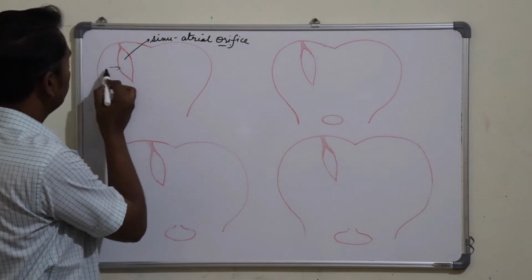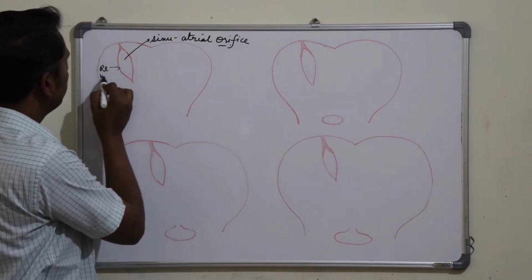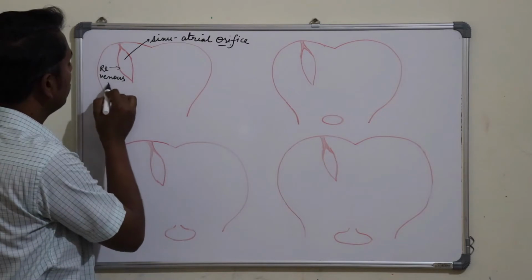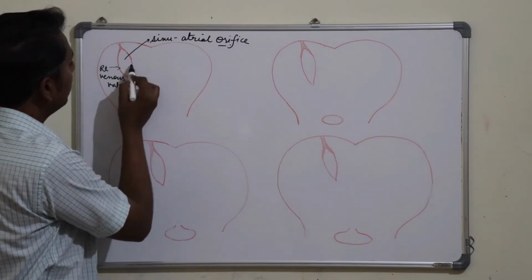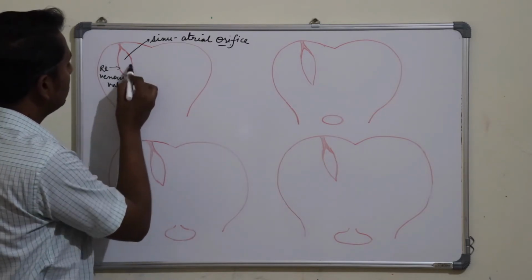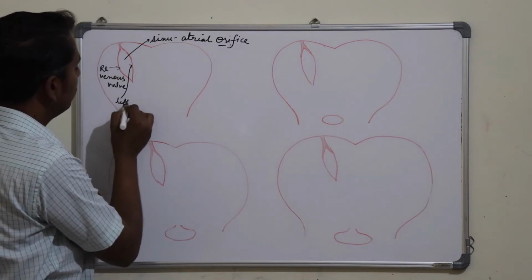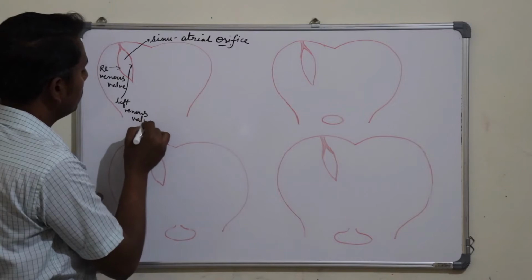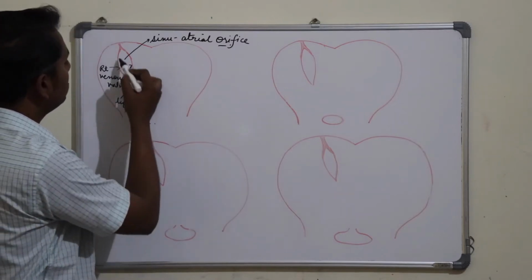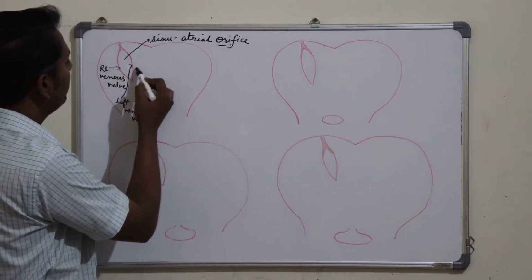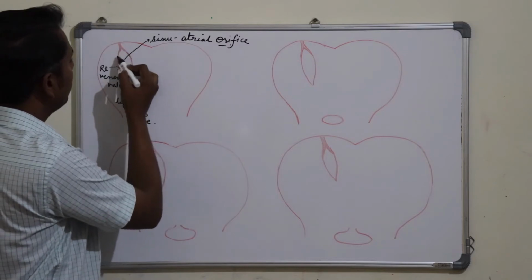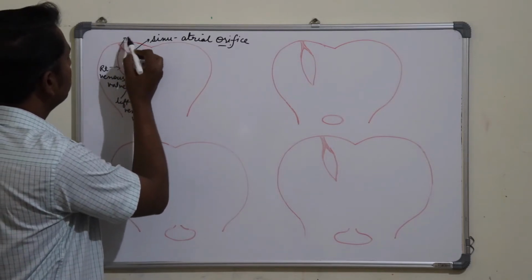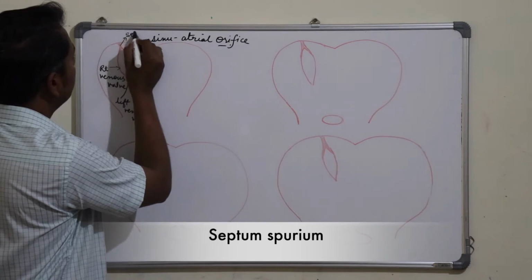Venous valve, and this left margin is known as left venous valve. The right margin or the right venous valve and the left venous valve together joins cranially to form the septum spurium.